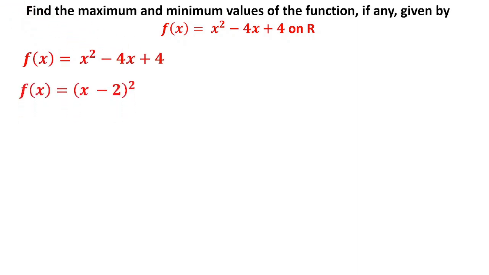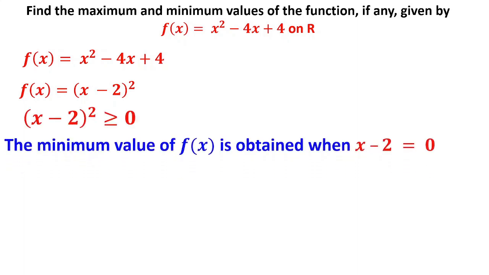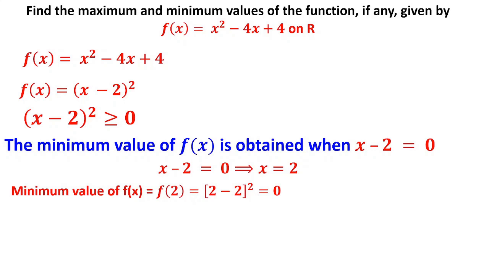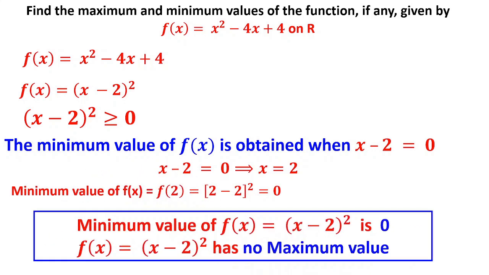You have to take this in the (x minus 2) whole square form. It is always greater than or equal to 0. Therefore, the minimum value will be obtained when x minus 2 is 0. Therefore, x is equal to 2. The minimum value is 0, so f of 2 is 0.